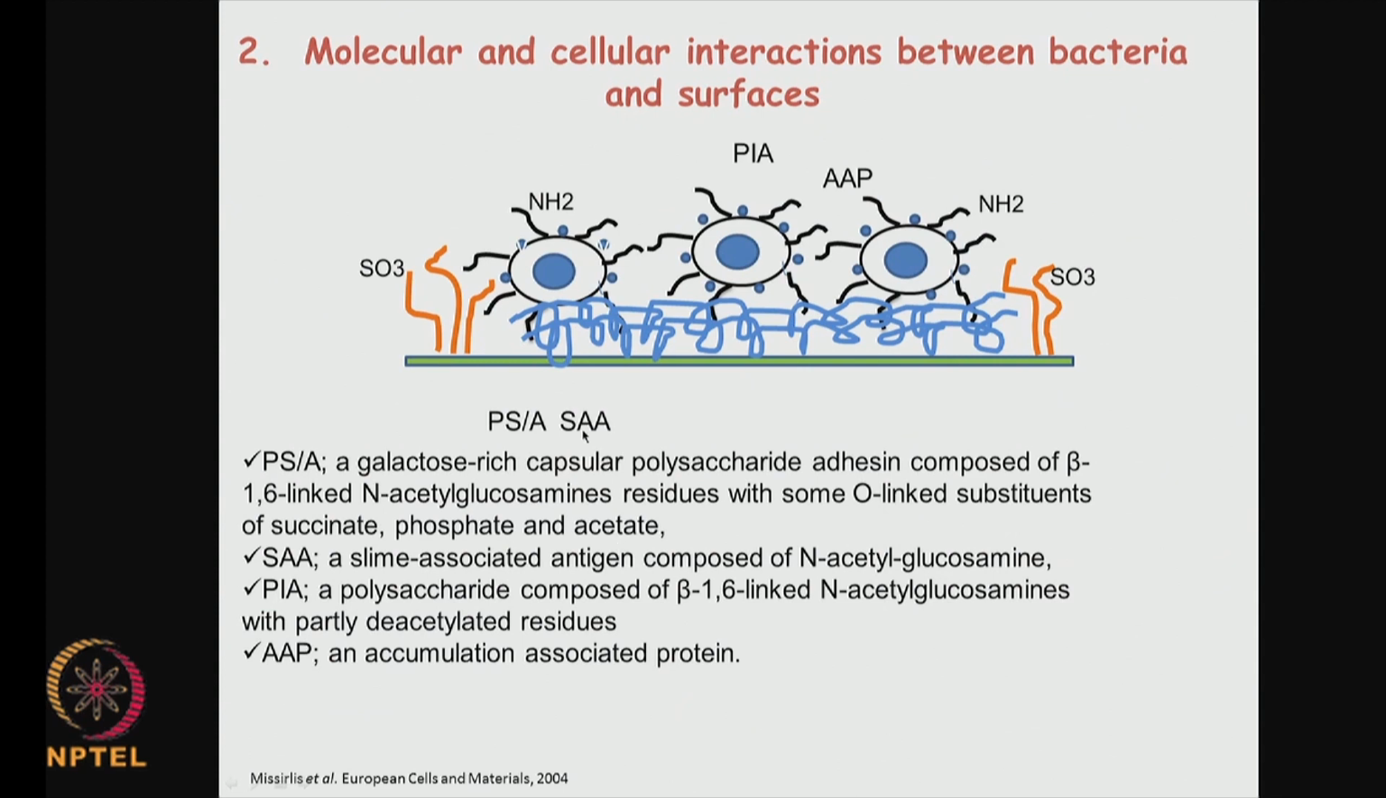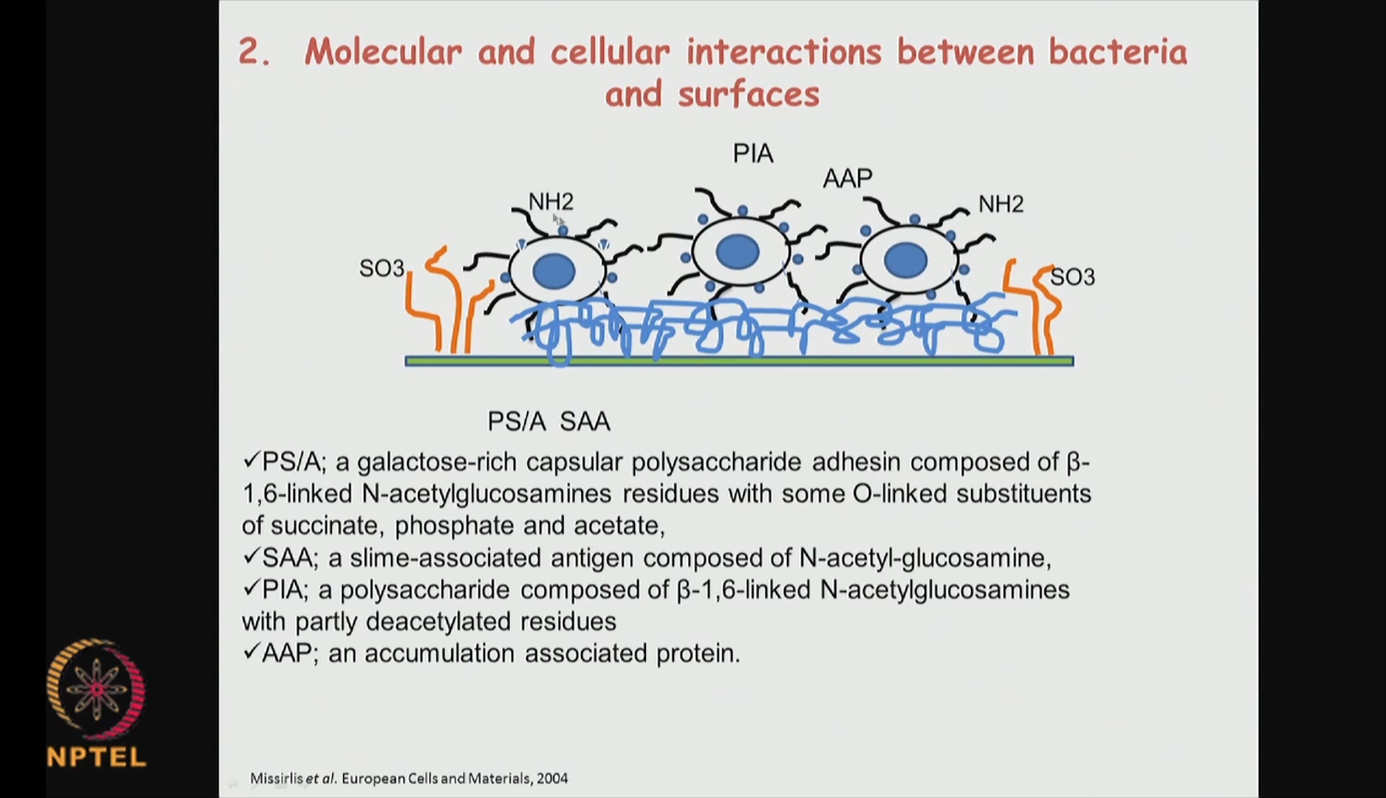Then we have the SAA, a slime associated antigen composed of N-acetyl glucosamine. We have PIA, a polysaccharide composed of beta 1,6 linked N-acetyl glucosamines with partly deacetylated residues. Then we also have AAP, an accumulation associated protein. So, we see the proteins on the surface of the bacteria and the proteins on the surface of the material surface, there is an attraction.